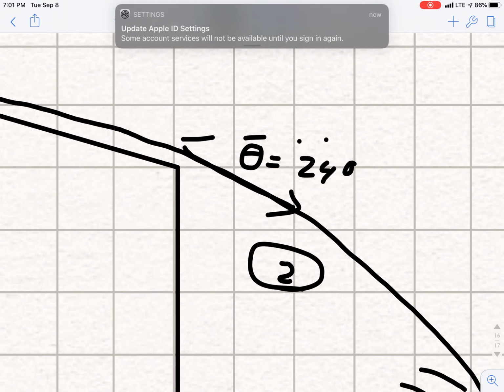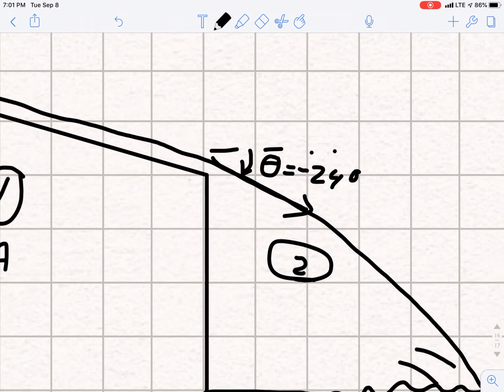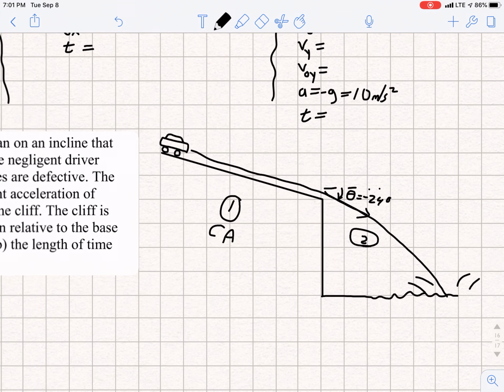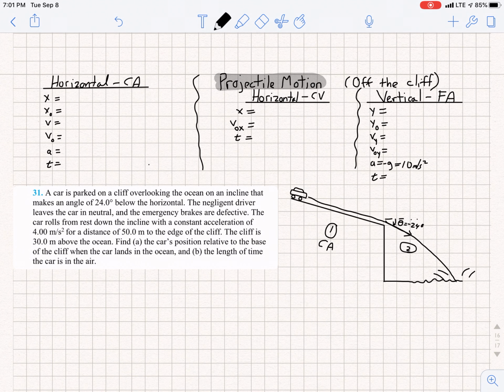Now, technically, it's negative 24 degrees because it's a clockwise angle. Clockwise angles coming from the horizontal are negative. So technically, that's a negative 24 degrees. But we have a two-part problem. Constant horizontal acceleration to start the problem, and a projectile launched at an angle of negative 24 degrees to continue the problem. So let's begin and start by listing the stuff for the horizontal constant acceleration.